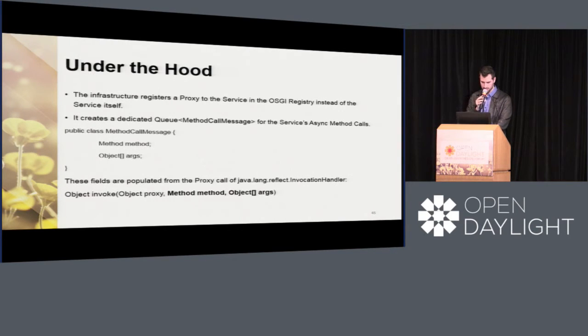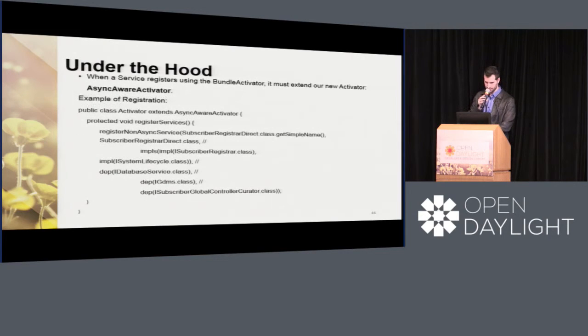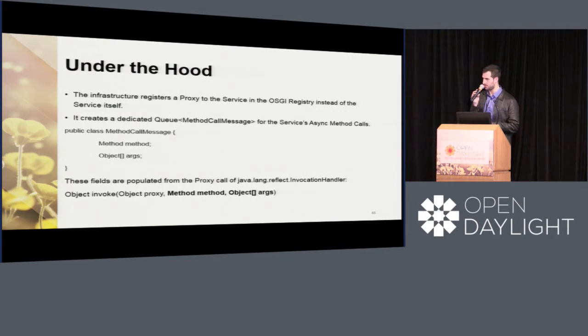And as I explained before, this point really allows the infrastructure to hijack the registration of the OSGI service and register a proxy instead of the real service. It is also the point where it creates the dedicated queue for the service.